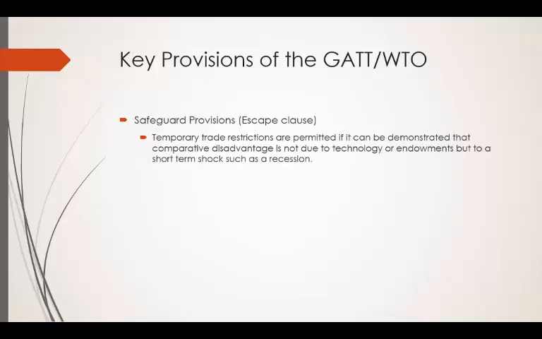Then there is the safeguard clause, or safeguard provision. The safeguard provisions or escape clause allow for the use of temporary trade restrictions by member nations if they feel a domestic industry is unable to compete and have a comparative advantage due to reasons other than the standard technical constraints and where such disadvantage is believed to be temporary.